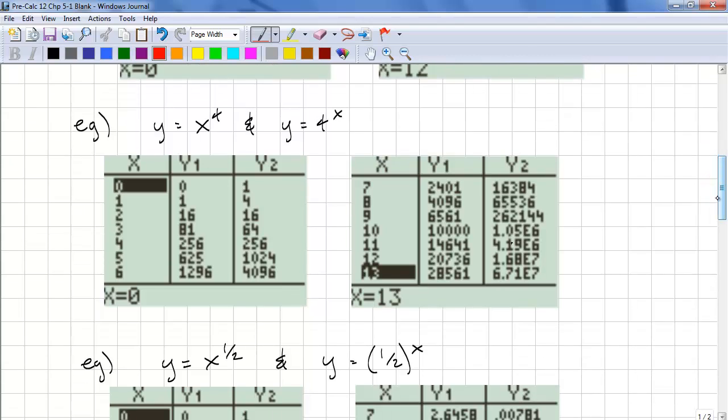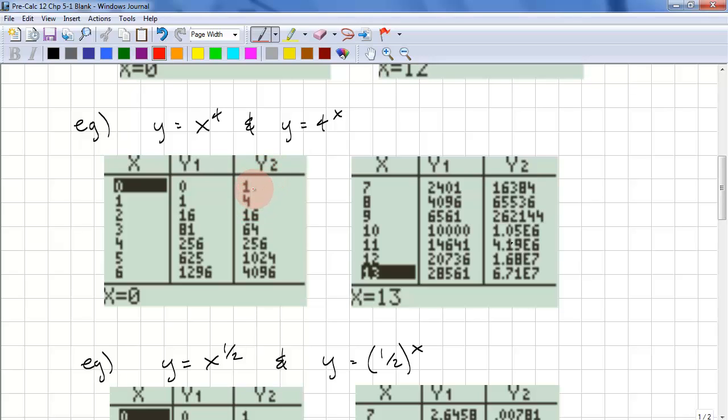X to the power of 4 and 4 to the power of x. So 0 to the power of 4 is 0. 1 to the power of 4 is 1. 2 to the power of 4 is 16. 3 to the power of 4 is 81. And so on. You can use graphs, but using tables lets you see the numbers more precisely.